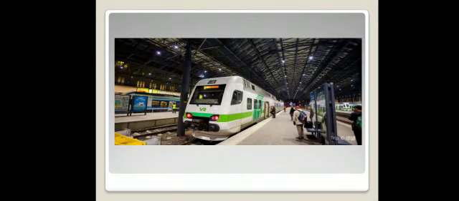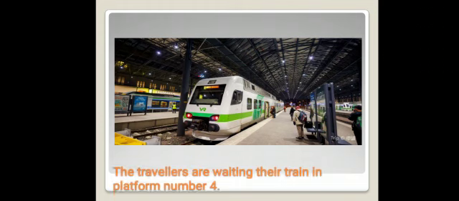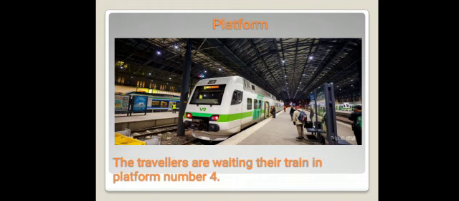Now, here in the train station, you can find a lot of trains, and every train has its own platform. The travelers are waiting for their train on platform number 4. So platform is a place where people can take or ride their trains.